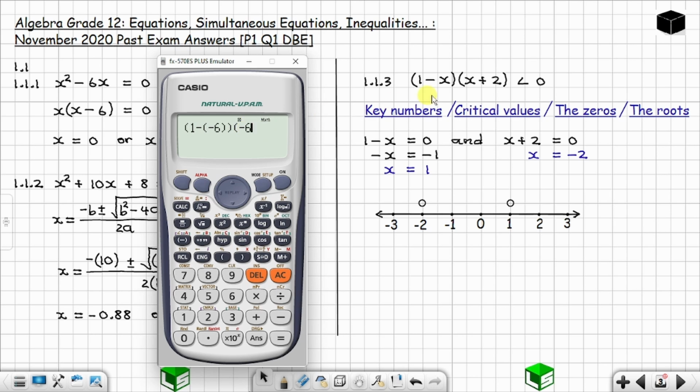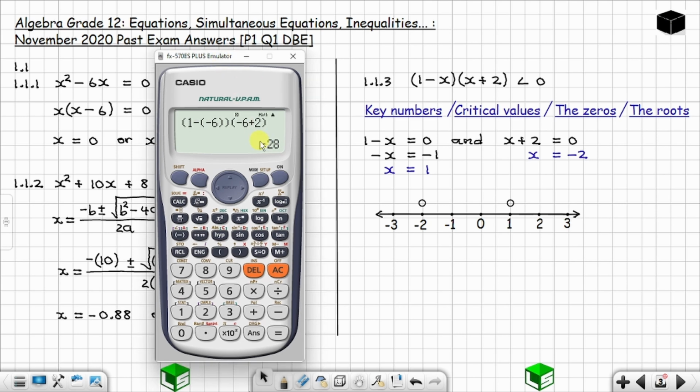So you have negative 6 plus 2. So this is how you test your interval. And what is the answer? The answer is negative 28. So you can see the answer is a negative answer. So when you use any value before negative 2, you are going to get a negative answer. So let's put negative there, right? We have negative on this interval.